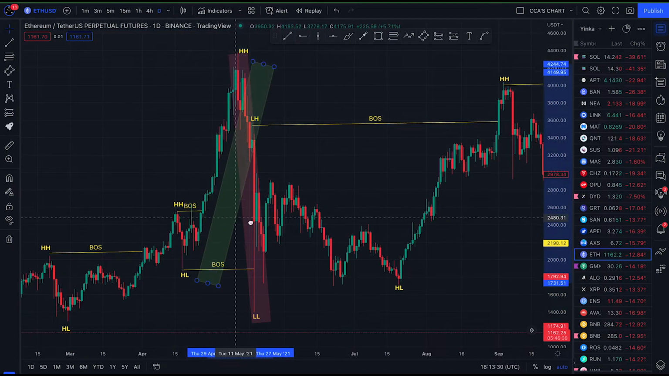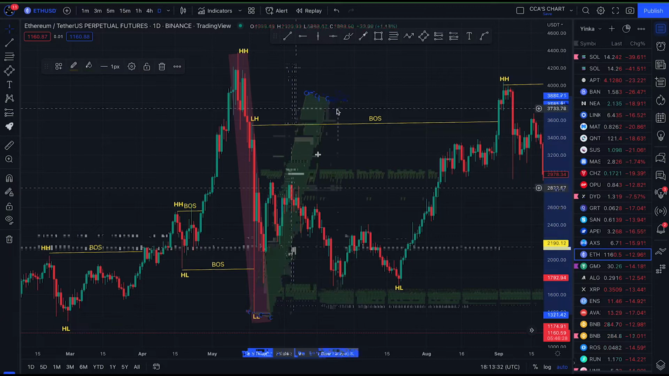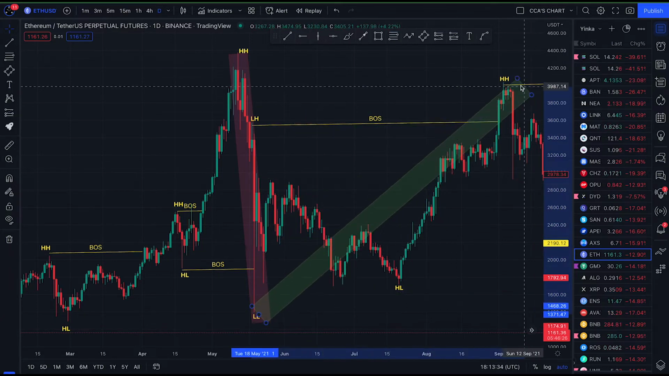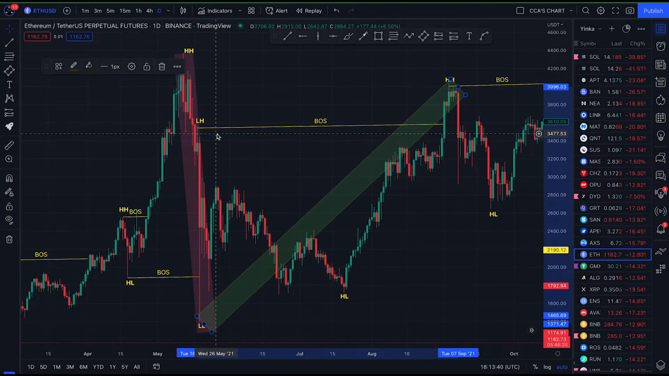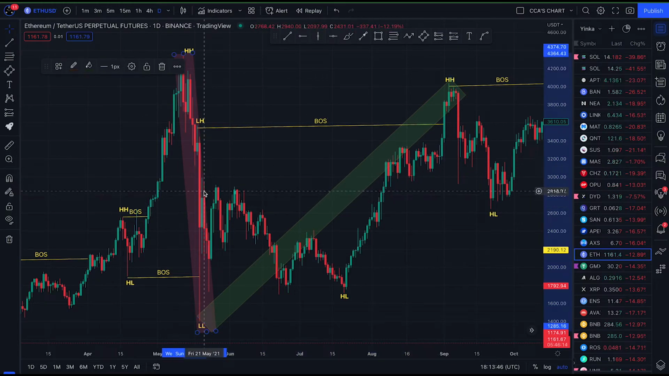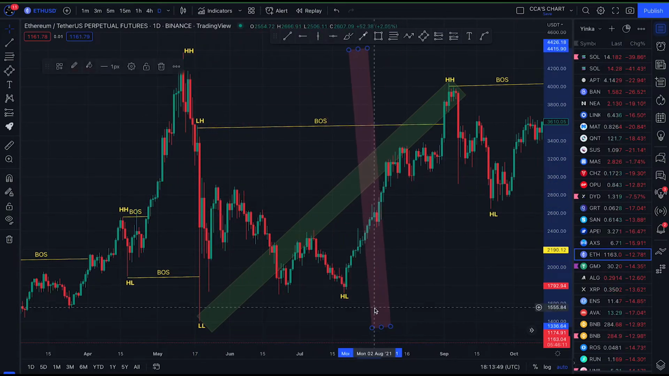Instead of price giving us a pullback, it broke structure again back to the upside, breaking this lower high, telling us that the bulls are back in the market. They came back with strength. They broke structure back to the upside. And what next? We should be expecting a pullback move.